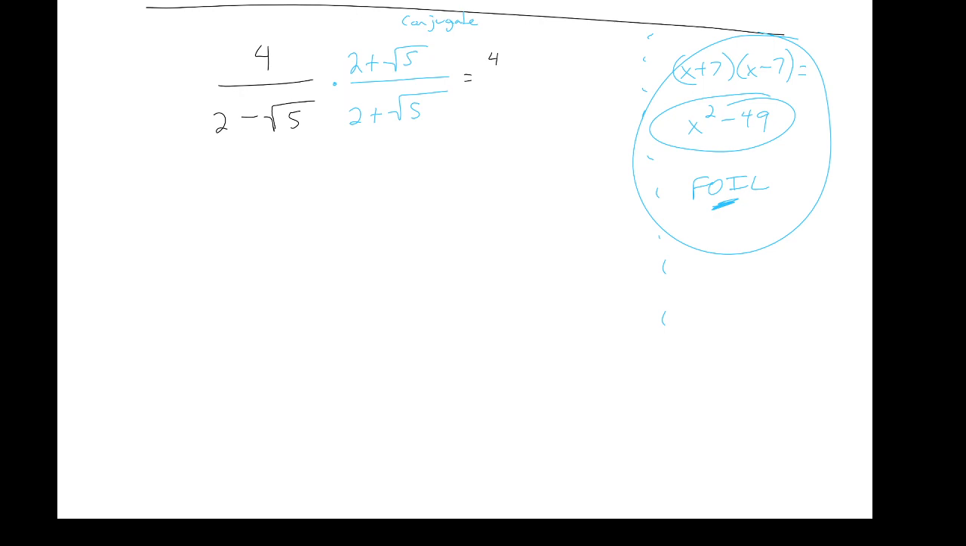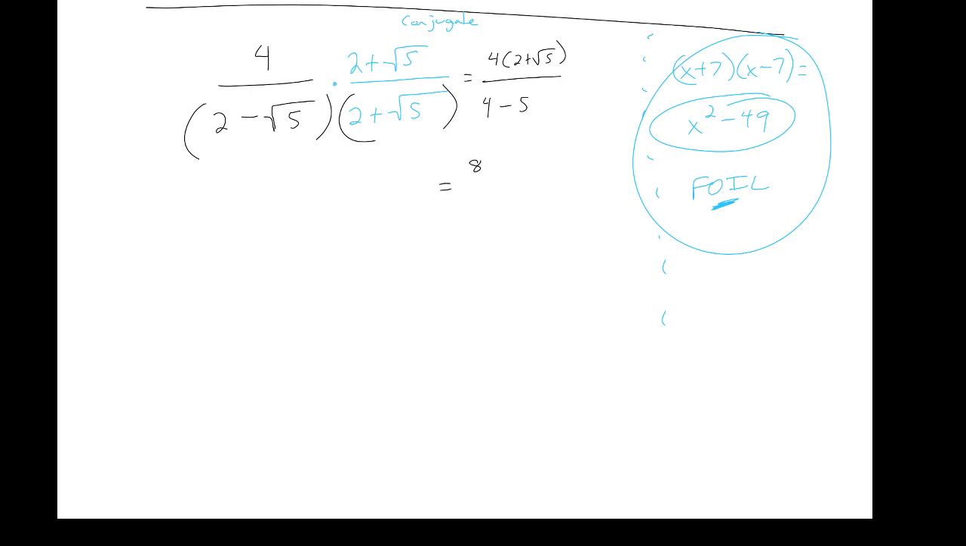4 times 2 plus rad 5. And then we're going to FOIL here. 2 times 2 is 4. Plus 2 rad 5 minus 2 rad 5, which is going to cancel. And then negative rad 5 times rad 5, which is just negative 5. You see what we accomplished there?